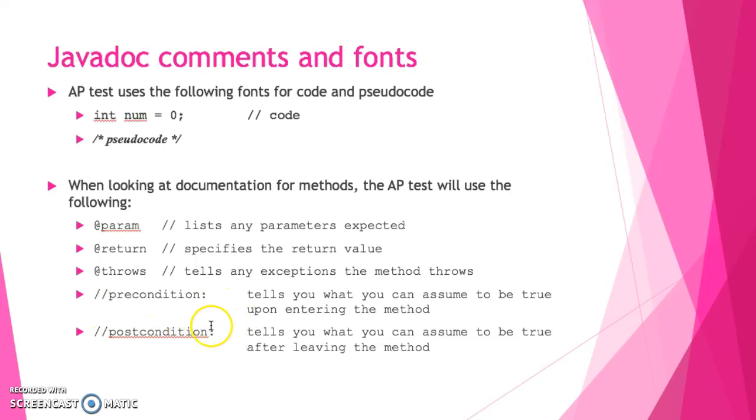The precondition, postcondition is something that some students are a little bit less familiar with, and basically the precondition tells us what we can assume entering the method. So for example, it might say the precondition is that all values are positive numbers. And then that means you can assume that there's no negative values there or no zeros. Postcondition is everything that must be true when we leave the method.